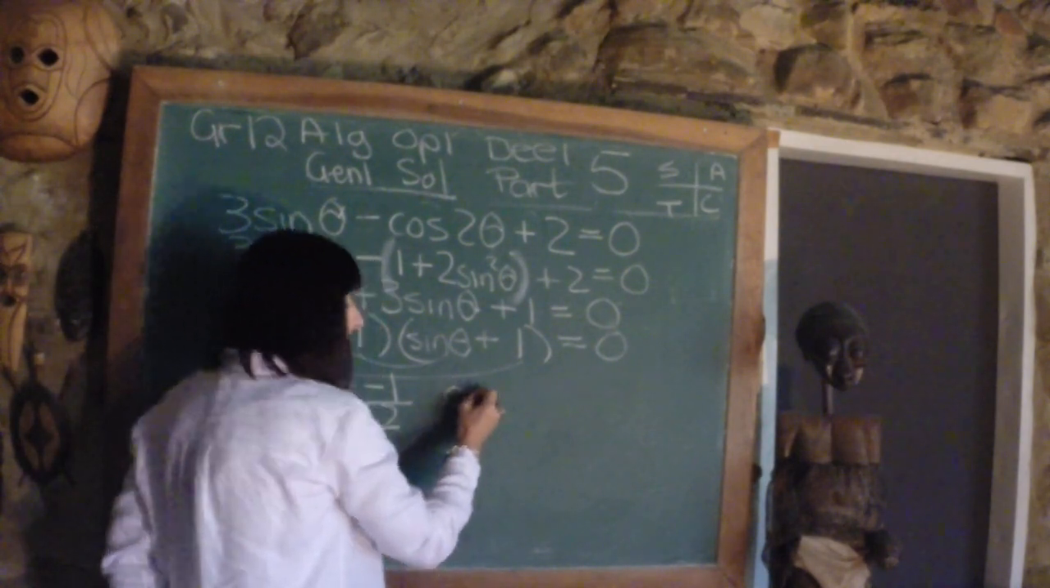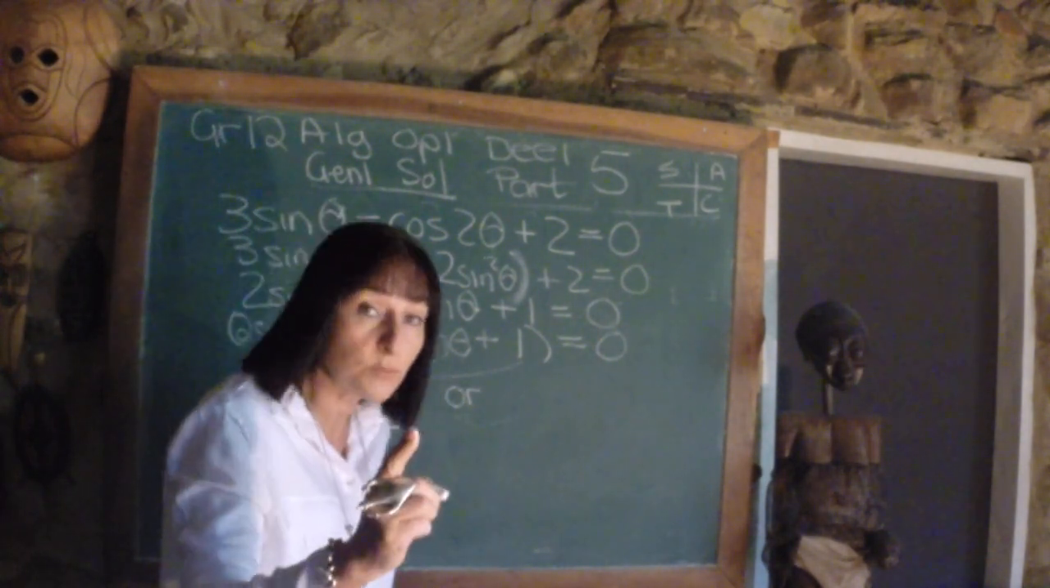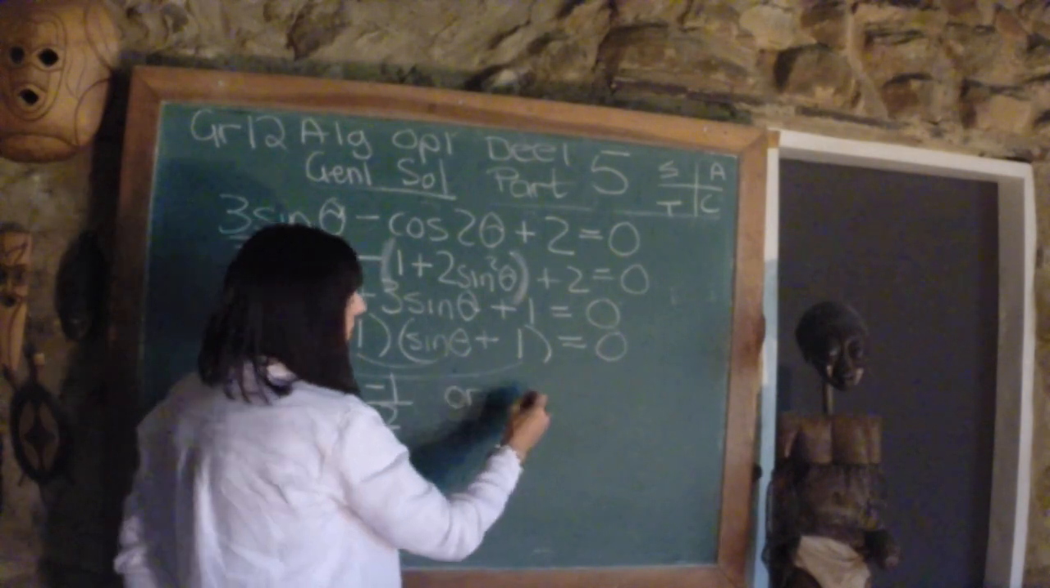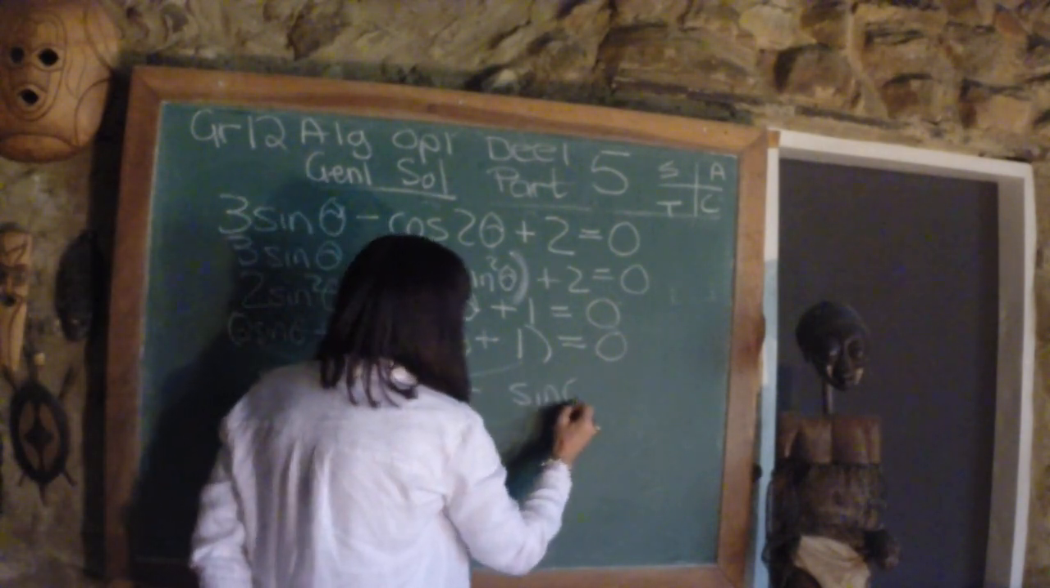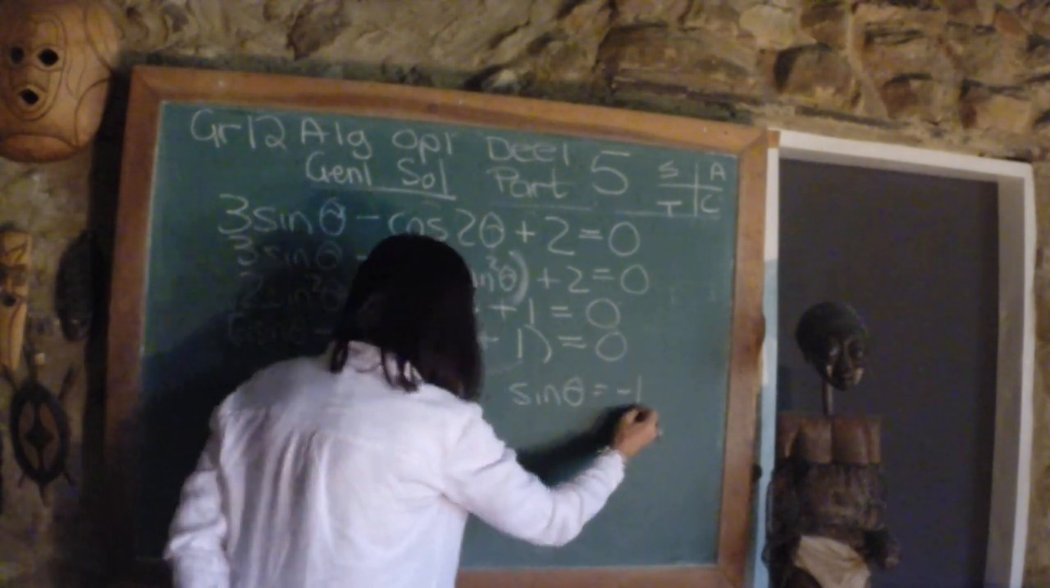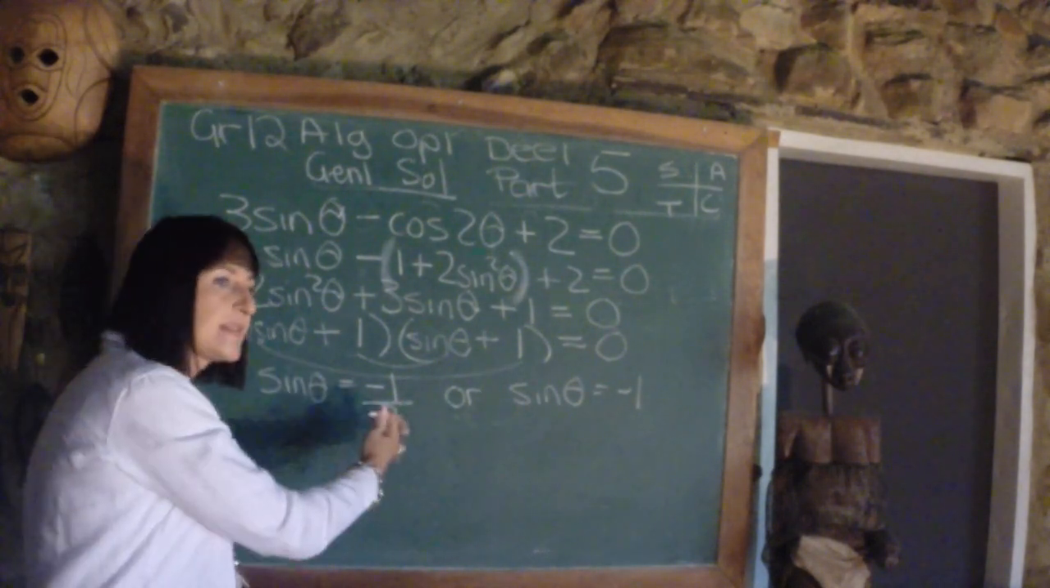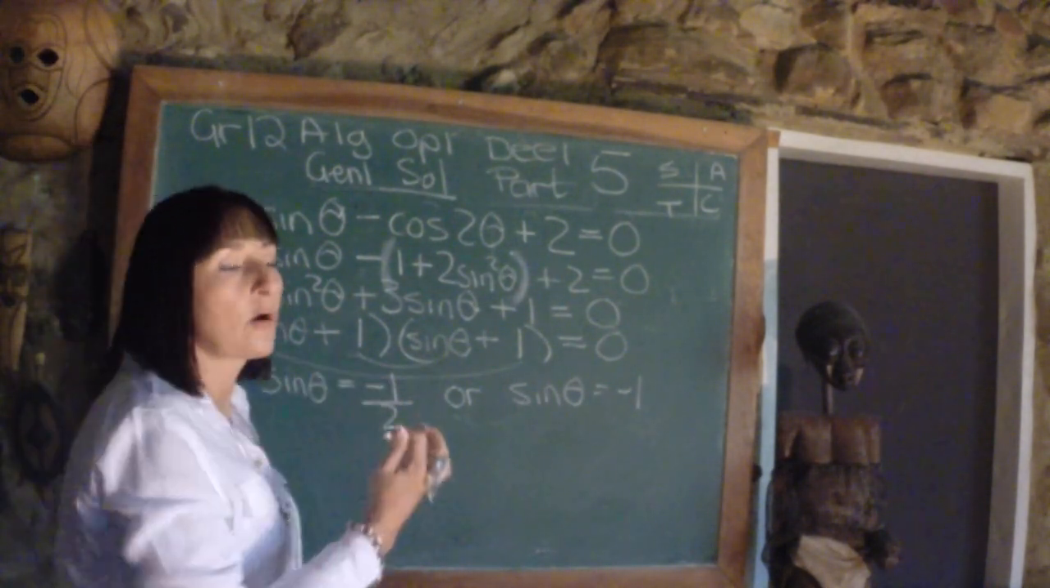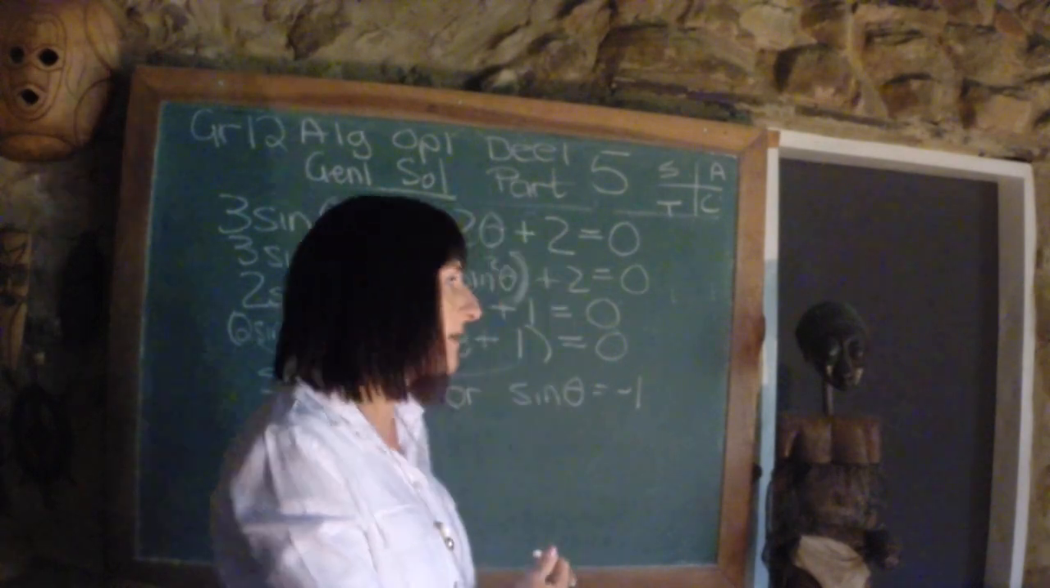Or, important word that, it cannot be and. That one is then the sinus of theta equals minus 1. And again, I'm back to basics. Basics of general solutions in grade 11.